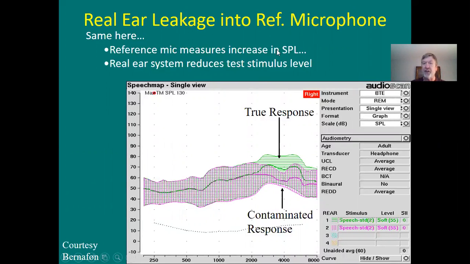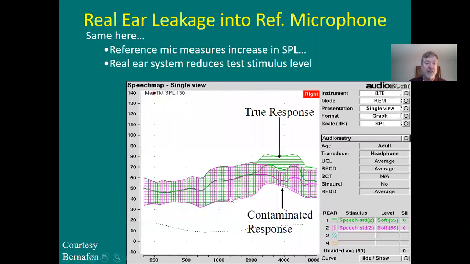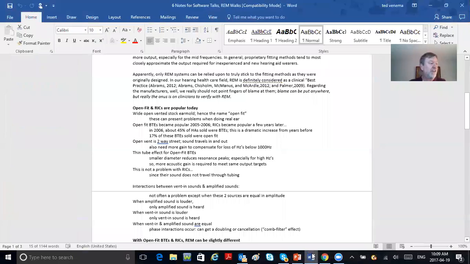Okay, again, shown here, same here. Reference mic measures an increase in SPL. Real ear system thus reduces test stimulus level. The true response really would be here. You're thinking it's this. So therefore, you're going to boost up the hearing aid amplification in the highs. You're going to result in over amplifying. Basically, now let's get out of here and go to our notes and what is suggested to compensate for this.